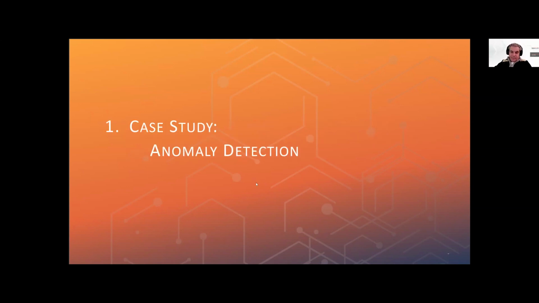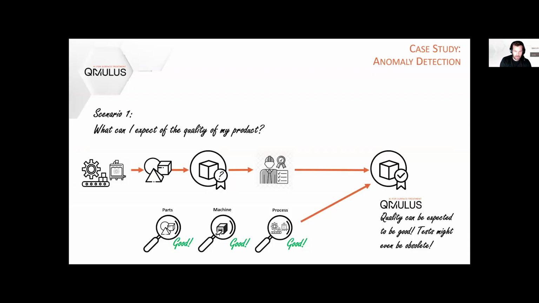Exactly. So let's dive into it. The 4 slides we have: case study, anomaly detection, and we are creating a story around it. So scenario 1. The question you will always ask yourself if you're in charge of production, if you're responsible for the production and also for the outcome of your production, is what quality for my product can I expect?